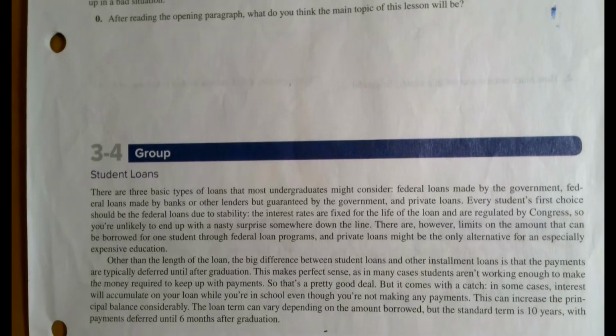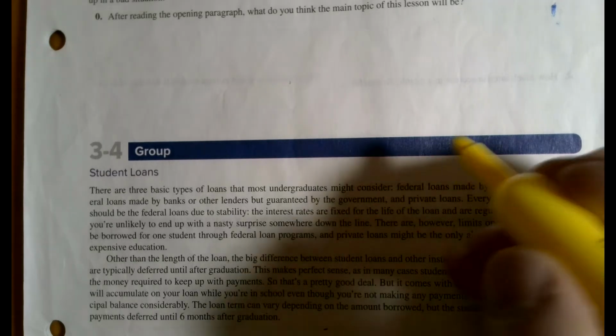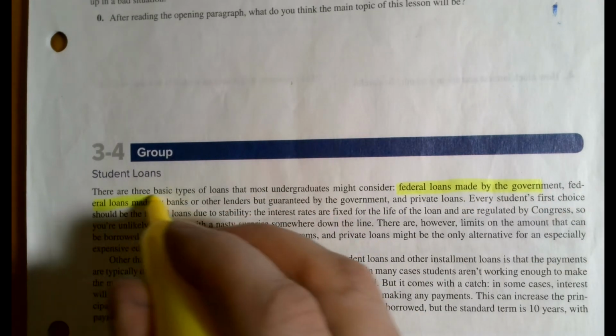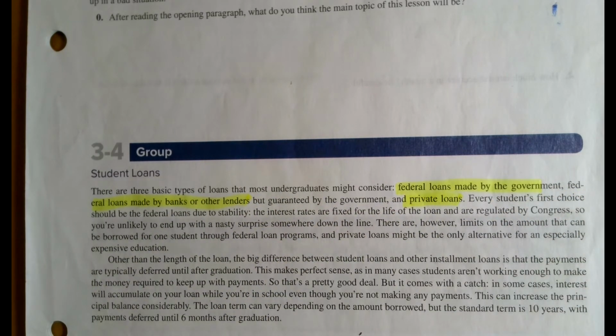So let's make sure you understand the types of student loans that you're going to encounter. There are three basic types for undergraduates. You can get federal loans made by the government, you can get federal loans made by banks or other lenders, and then you can get private loans. You should always go to the federal government first because of the stability and the fixed interest rate and all that. Honestly, you should try to get grants and other free money first, but when that all runs out, you go to student loans.